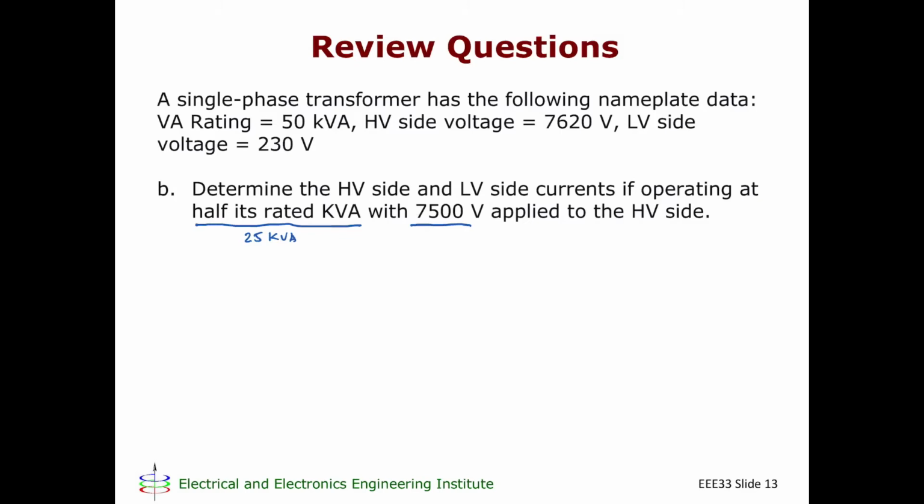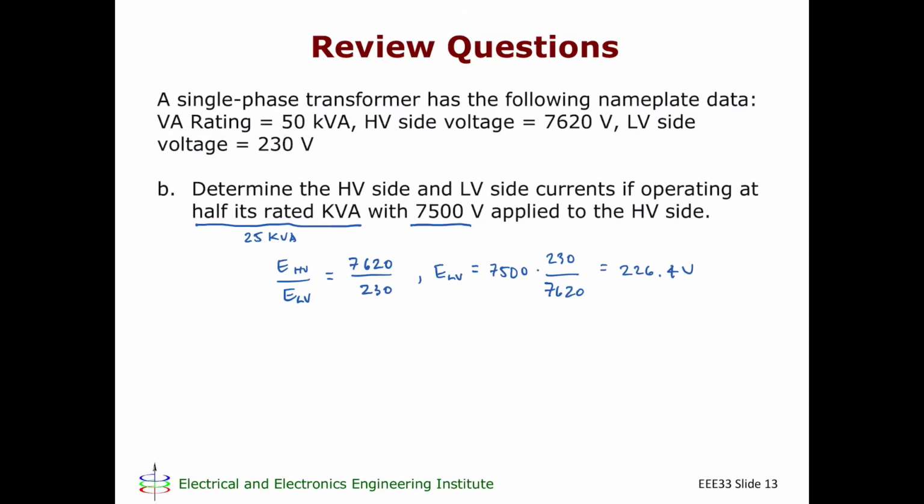So the first thing we do is, let's compute what the low voltage side voltage is going to be. E high voltage over E low voltage is equal to 7620 over 230. This is the turns ratio, which is the same as the voltage ratio. So I can compute for my E low voltage, which will be equal to 7,500 multiplied by 230 divided by 7620. So I'm going to get 226.4 volts. Notice my high voltage is slightly less than 7620, so my low voltage side voltage will also be slightly less than 230 volts.